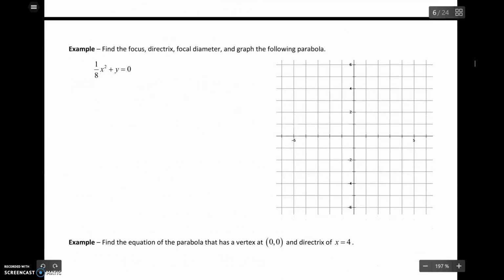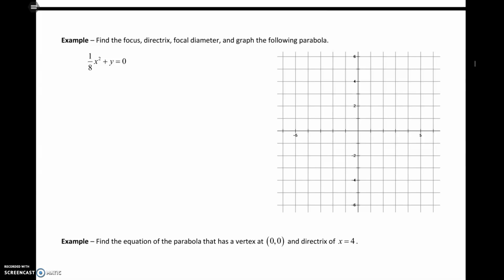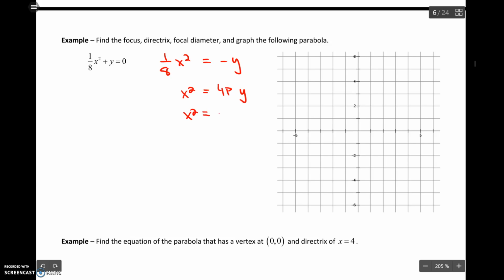Next example. Same type of problem: focus, directrix, focal diameter, graph. So I've got 1/8 x squared equals negative y. So remember the equation is x squared equals y. Where does the 4p go? It goes with the linear term. So this one is not in standard form yet. We've got to move the 8 to the other side. X squared is equal to negative 8y. There we go. So now I can see my 4p.